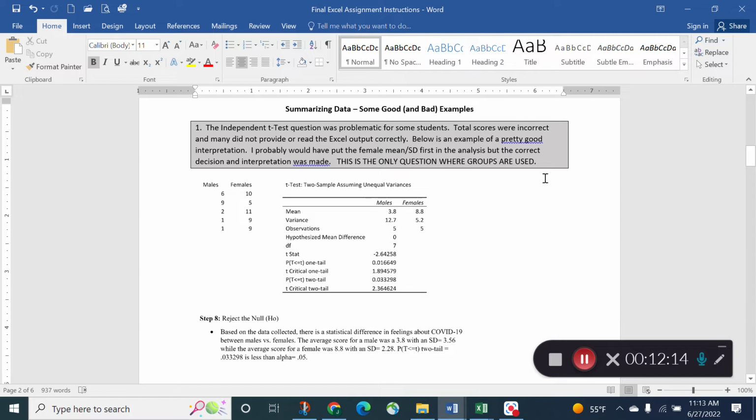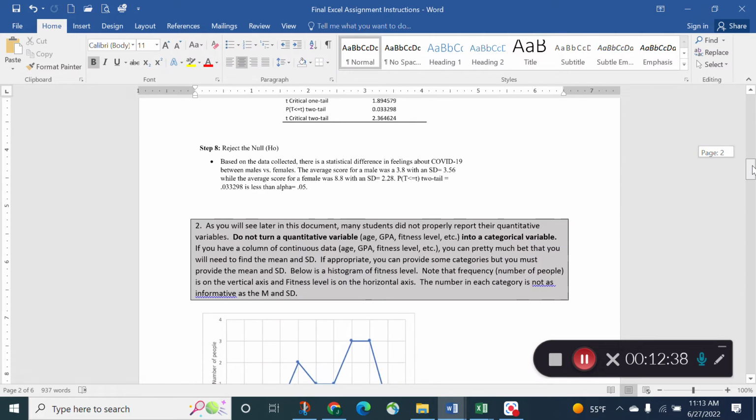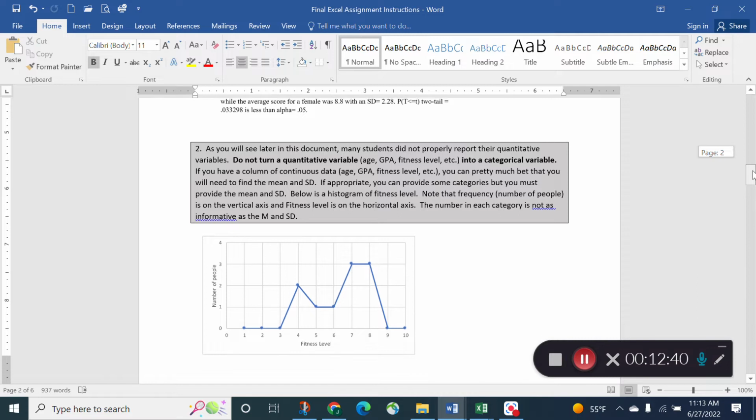Notice also here that the question where you're using the independent t-test is the only one where you're going to be using groups. Everything else, you're going to be talking about all 10 people together. So I'll say this again. The one question where you're doing an independent t-test, that's the only place that you're talking about different groups. You're not grouping anything other than that one question. So let's look at a few other types of things.